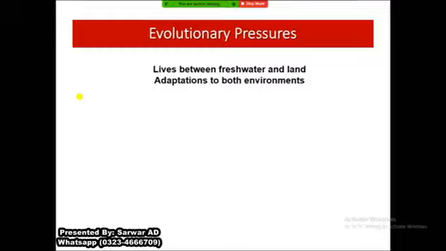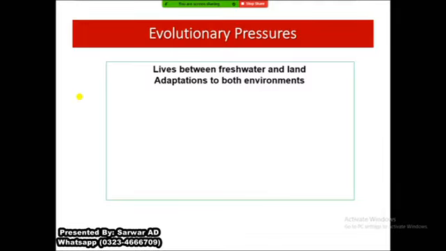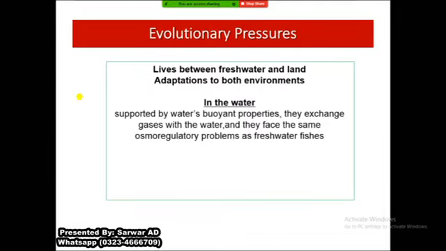We know that amphibians are organisms which live between freshwater and land, with adaptation to both environments, and they have various types of adaptation in their body to live on land and in freshwater. In the water they need properties to be buoyant in water bodies. They need buoyancy as other fish do, so they have various structures in their body which help them in buoyancy.